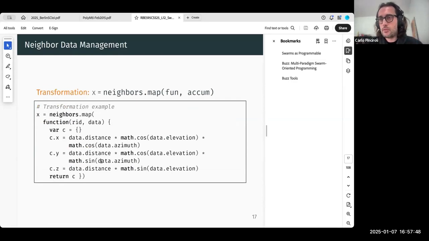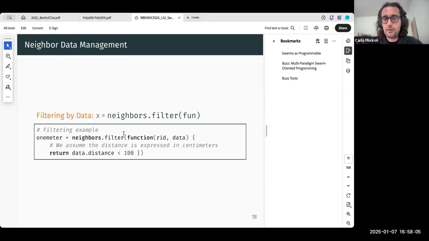I can transform the data of a robot into something else. And so, for example, I can transform the data in cylindric coordinates into Cartesian coordinates with just this piece of code. And what's nice, again, is that this is part of the library. So it's a little function that you can reuse. And I can filter the robots and say, I only want the robots that are within a certain distance from something.